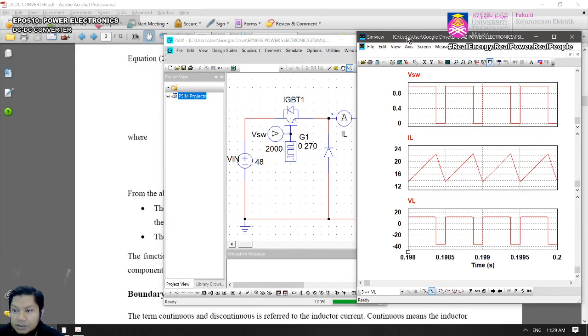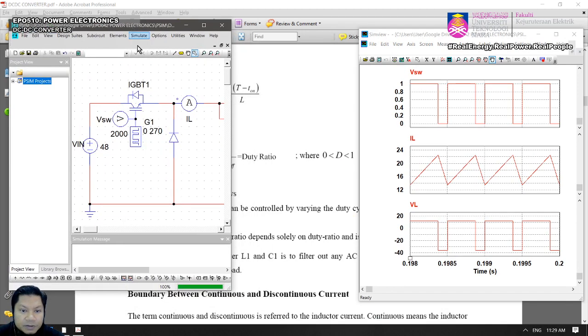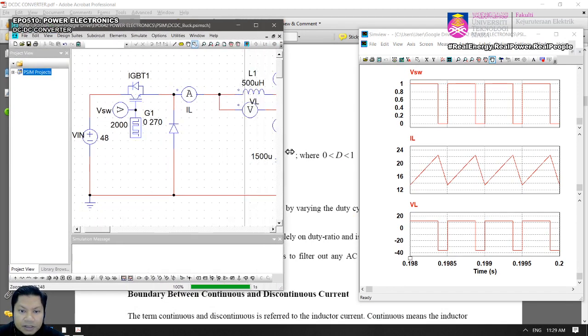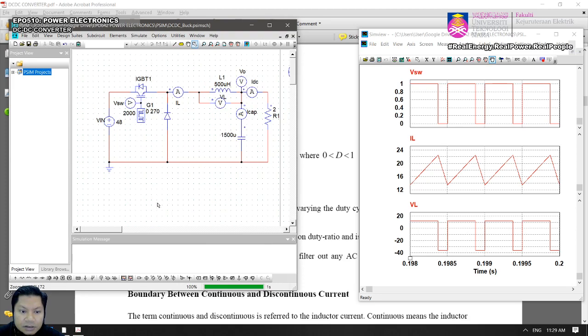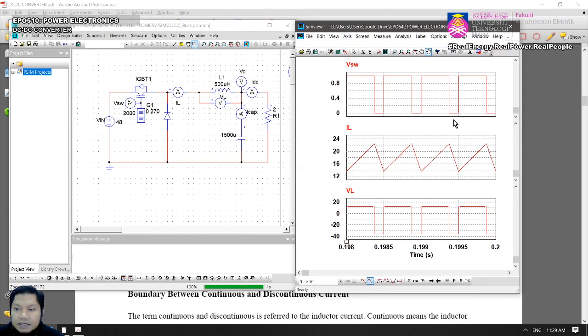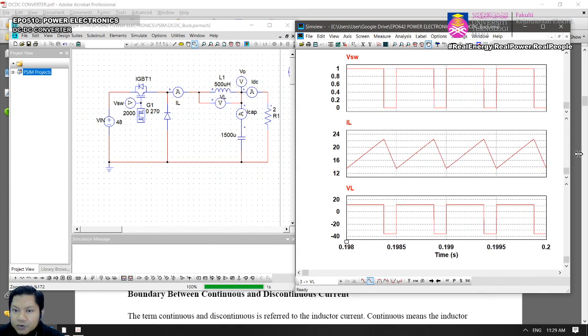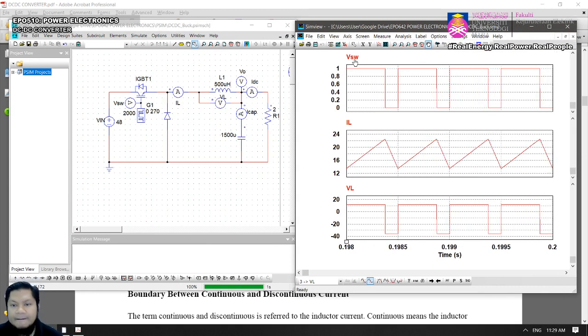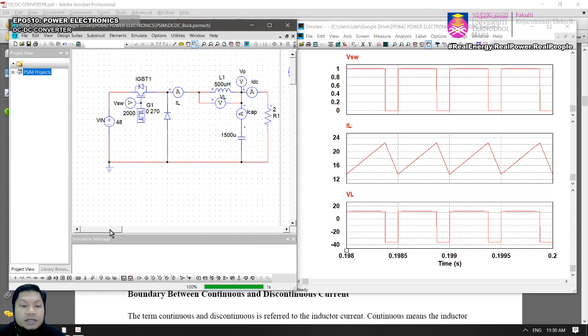Right, so I'm going to put it somewhere here, and it's going to be my circuit. On the left hand side here is showing you the switch voltage, the pulse to your switch, and then the inductor current as well as the VL. Don't worry, I already put it in the Padlet, so please help yourself, download it and try to simulate the circuit. But I'm going to show you a few things.